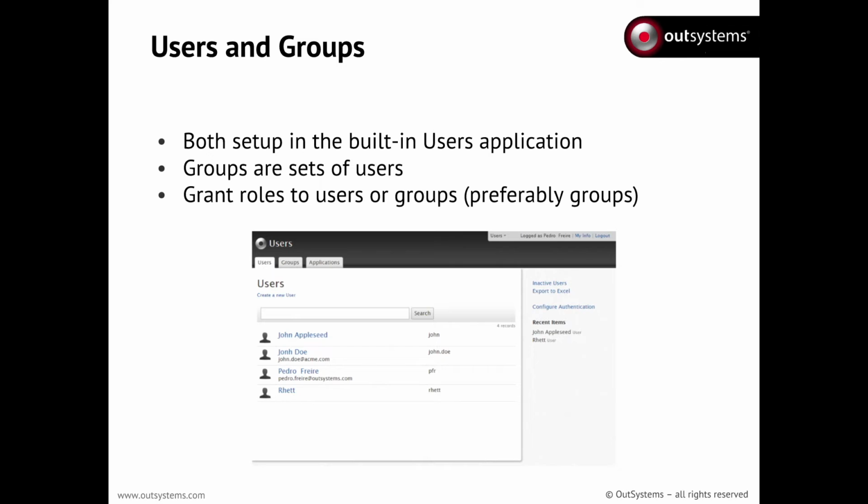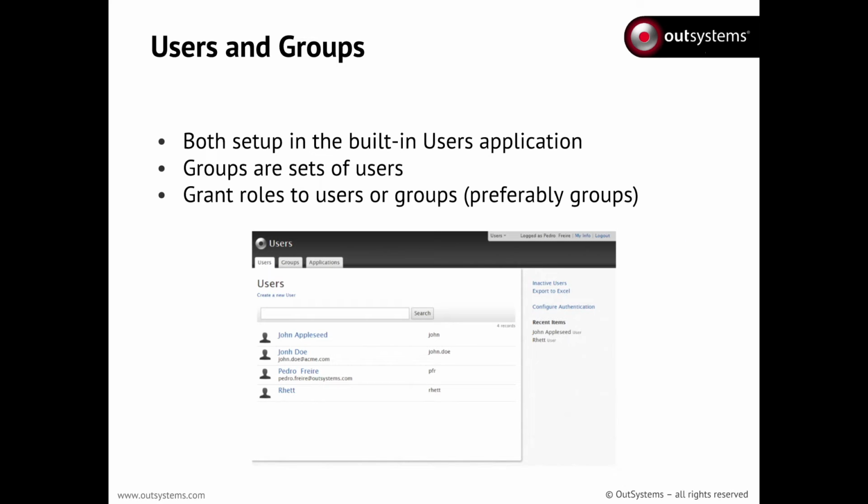Finally, we have the last feature of the OutSystems platform for security, which are roles. Now, very quickly, before explaining roles, we need to explain users and groups. They are both set up in the built-in users application, even though you can set up your own. Users are obvious, they represent people, typically. Groups are simply sets of users and nothing more. And you grant roles either to users or groups, but preferably to groups, because it's easier to organize.